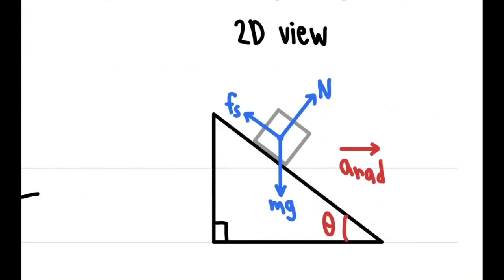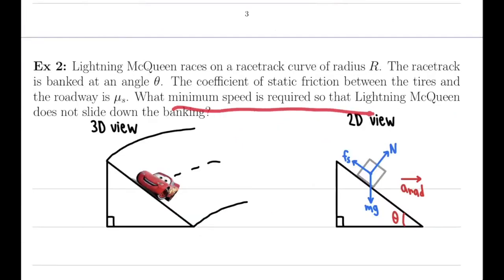Okay. So we want the minimum speed required for Lightning McQueen to not slide down the banking. We need to find a rad because a rad is speed squared over r. And to find a rad, we need to analyze the forces. So we have to use Newton's second law.